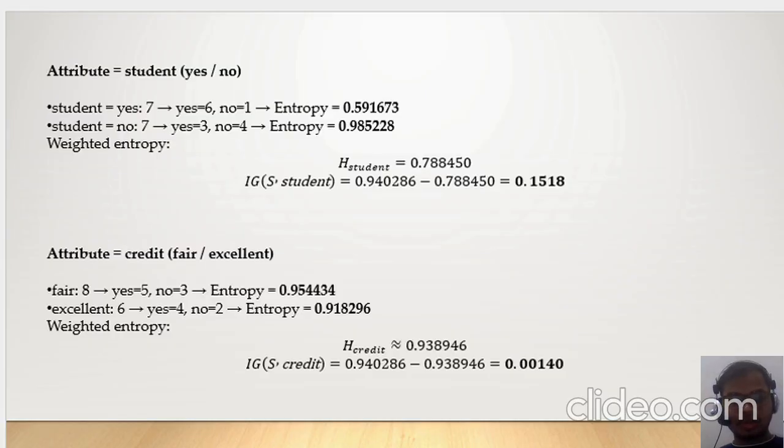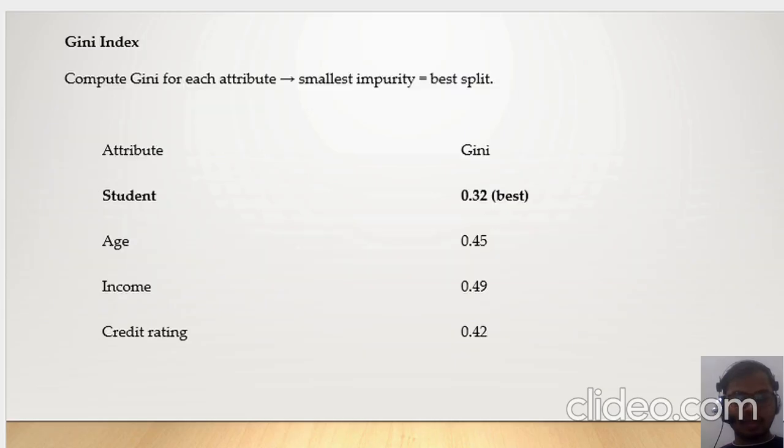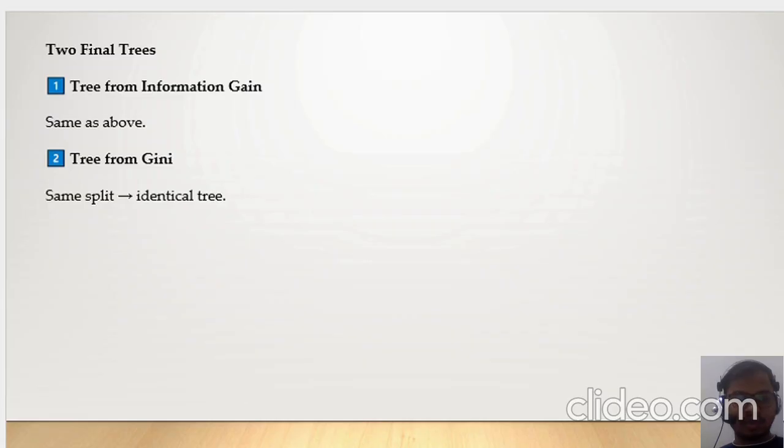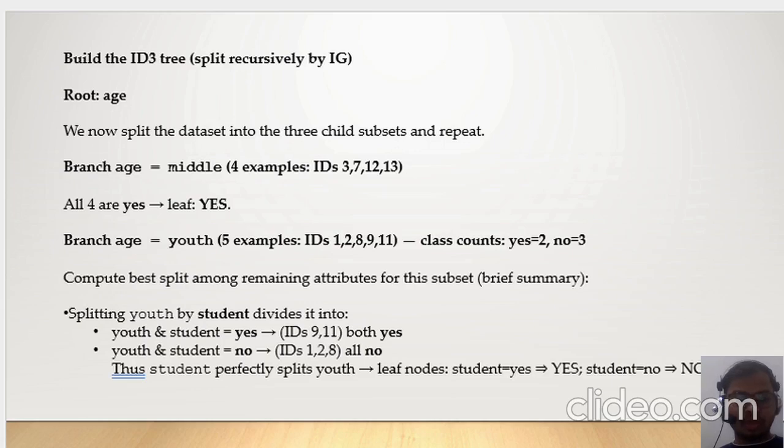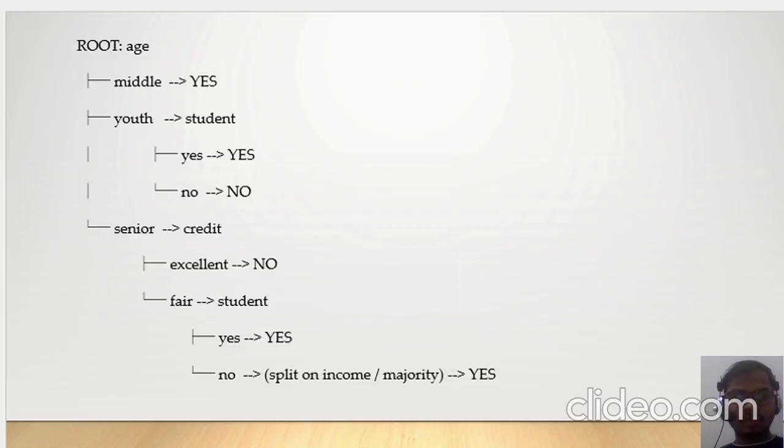And now B part: Gini index calculation, that is 1 minus p square minus q square, for each attribute like student, income, credit rating. The Gini index is written here, and the two final trees above, splitting the IDs, and building the ID3 tree with the root, and the decision tree diagram again for root age.